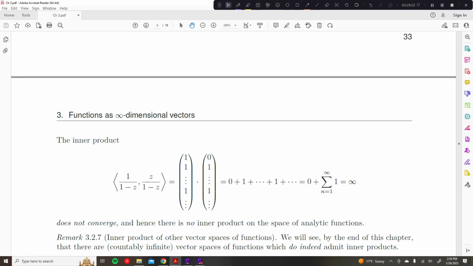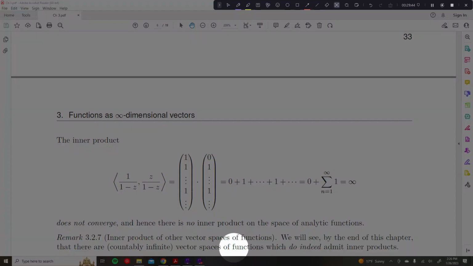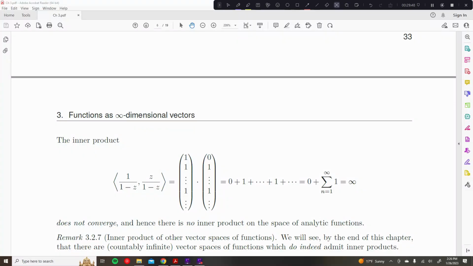But we will see by the end of the chapter that there are some vector spaces with infinite dimension which do admit inner products. That's something we want to look forward to: some of these will have inner products. We just have to be careful in how we construct our function spaces.